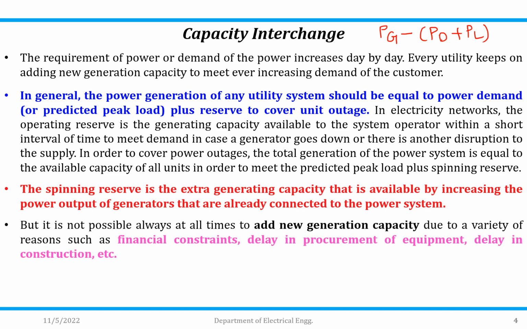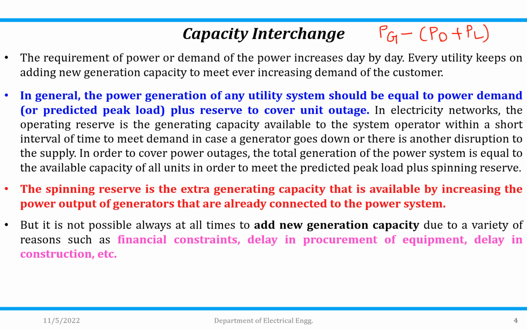But it is not always possible to add new generation capacity due to a variety of reasons. We know it is very difficult to purchase or acquire the land. Then we need to purchase the equipment required for generation. So there are a few financial constraints. There might be some delay in the procurement of the equipment. There will be delay in the construction. So is it possible to wait till the construction of another generating station is over? No, it's not possible.